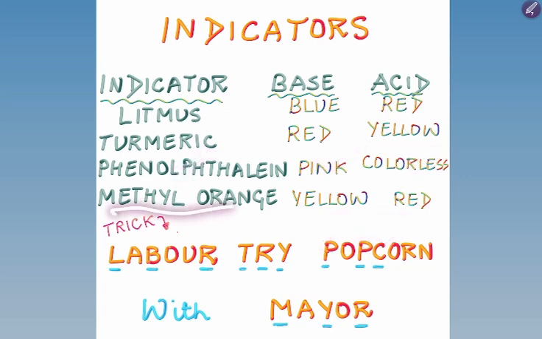Next, methyl orange. Now M stands for methyl orange. Y stands for yellow and R stands for red. And in this way, we have understood and learned about the color changes in base as well as acid.